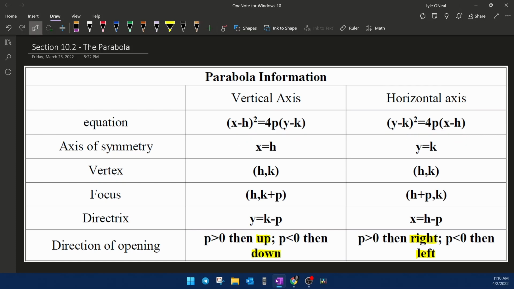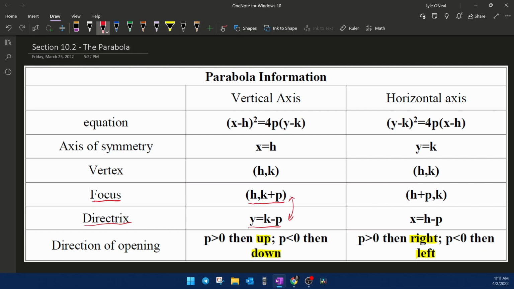For a parabola that opens up or down, the focus will be the ordered pair h, k plus p. And notice the directrix is similar. It is going to be y equals k minus p. So both of these values have the y portion varying based on the value of p.